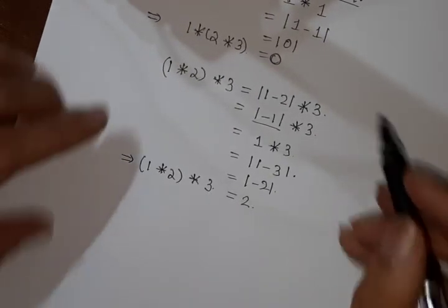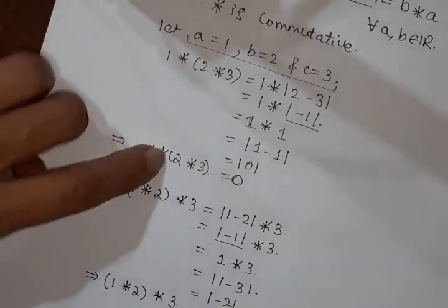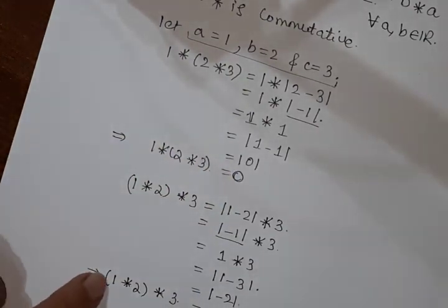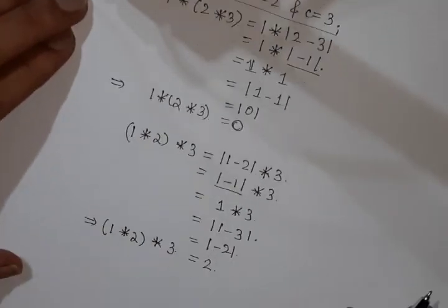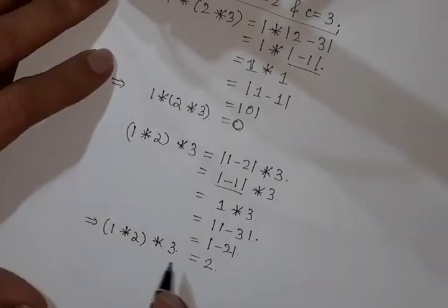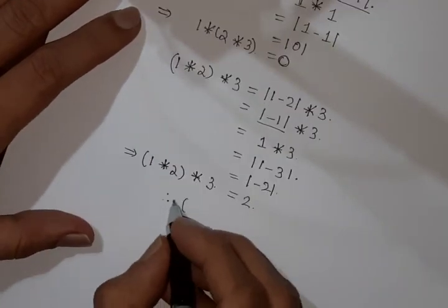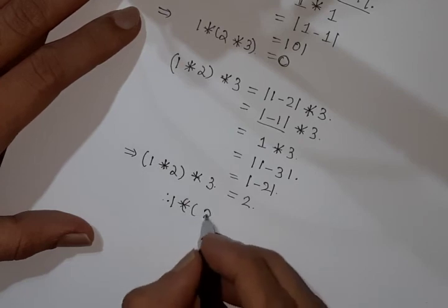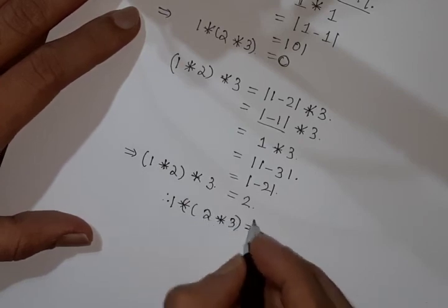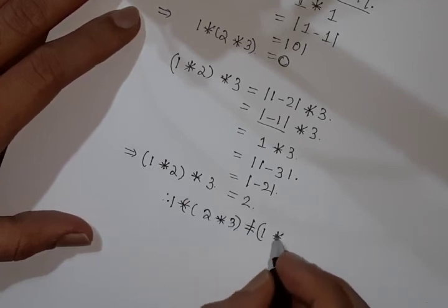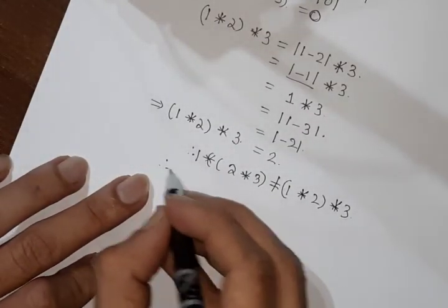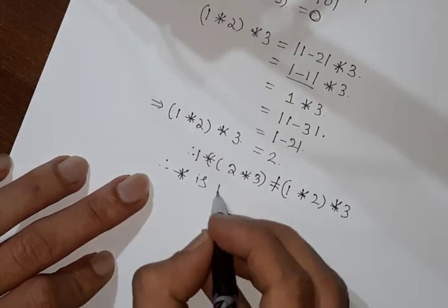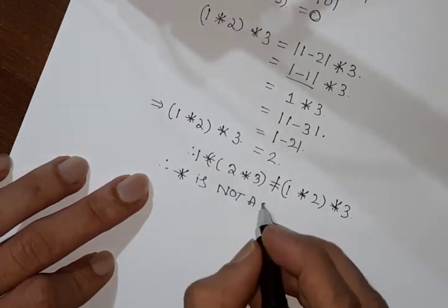So what you found is that 1 star (2 star 3) is equal to 0 and (1 star 2) star 3 is equal to 2. Both are different. Therefore 1 star (2 star 3) is not equal to (1 star 2) star 3. Therefore star is not associative.